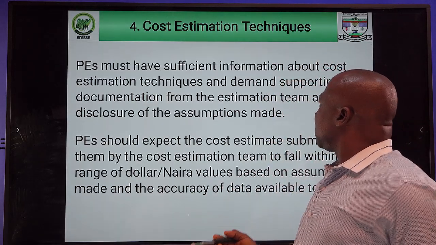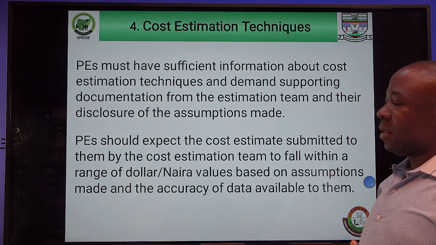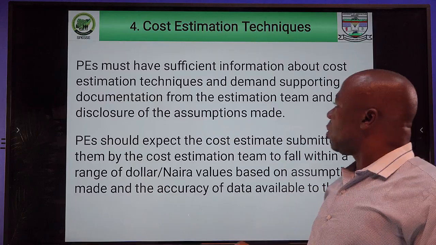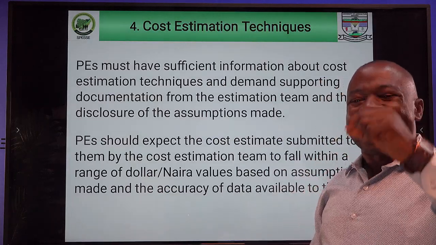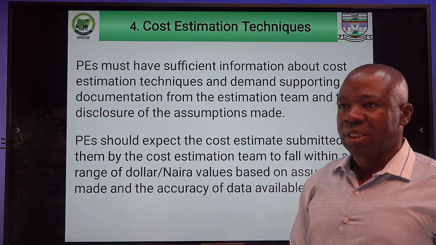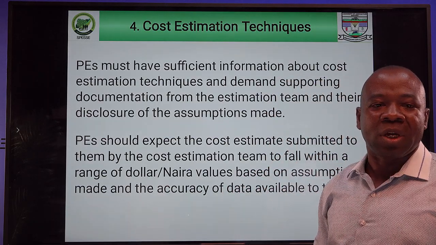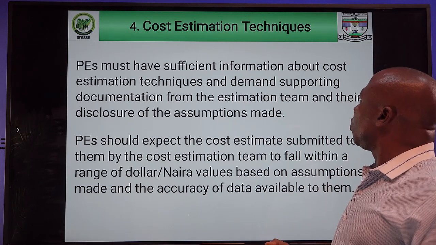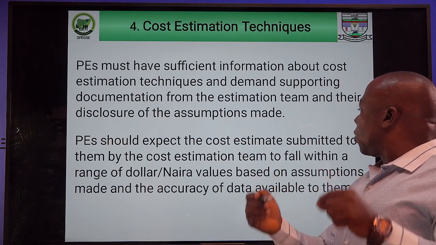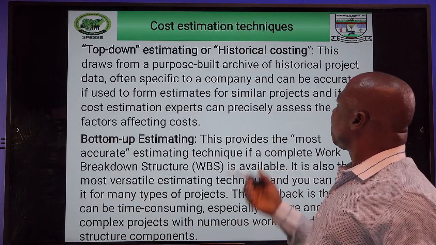Then cost estimation techniques. What are the techniques that are used in estimating costs? The expectation is the procurement entity should have sufficient information based on what they are expecting to go out in the market before they will carry out a particular project. They should not just get up and say, this is what we want to have. Adequate information will aid you, and that information will help you to know which technique you are going to employ to be able to come out with accurate estimates that will give you what you want. There are basically three estimation techniques that we have.